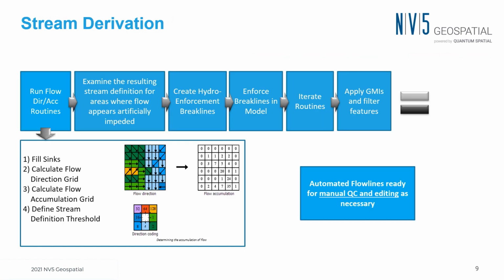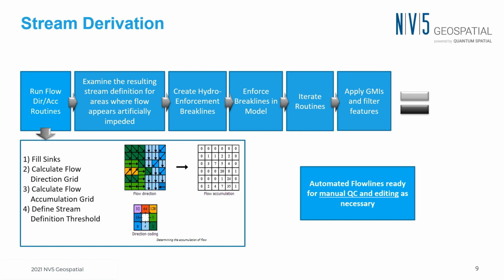So the basic stream derivation process relies on flow accumulation and direction. This is just an ArcGIS graphic that shows which direction each water will flow from each cell to another, and then summarizes the accumulated flow across the entire landscape. We consider this an iterative process because we'll run through the flow direction and flow accumulation, we'll look at the stream networks, we'll hydro enforce new areas, we'll iterate the routine, we'll look at the geomorphic indicators for omission and commission, and then rerun through the process.